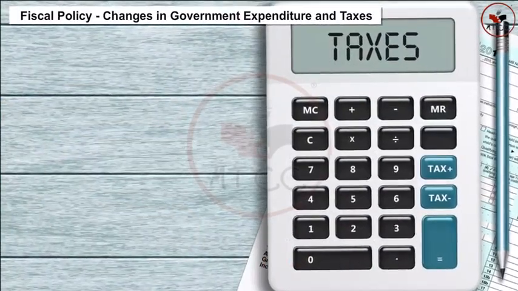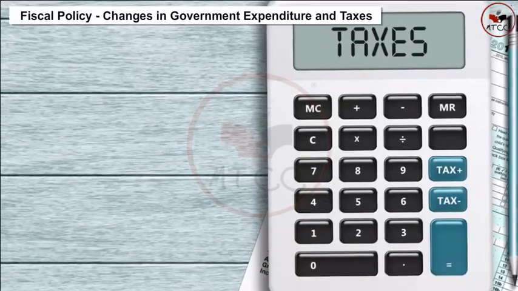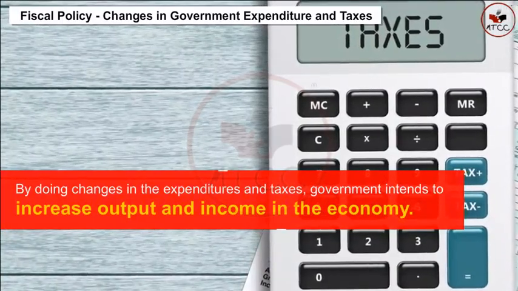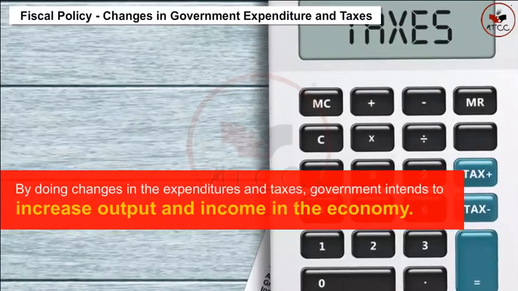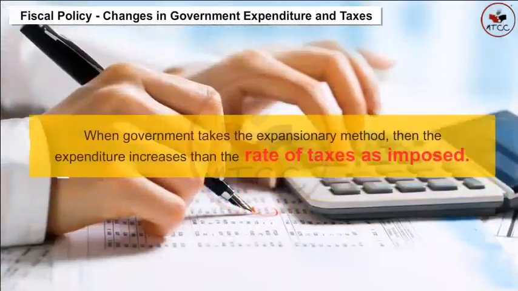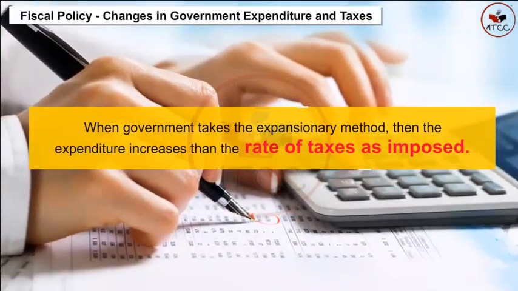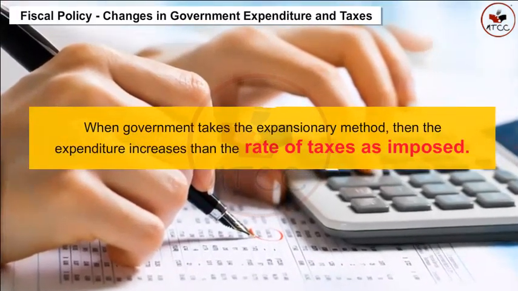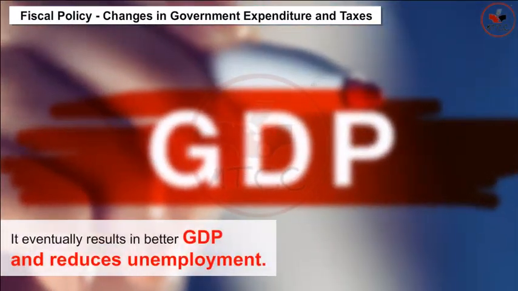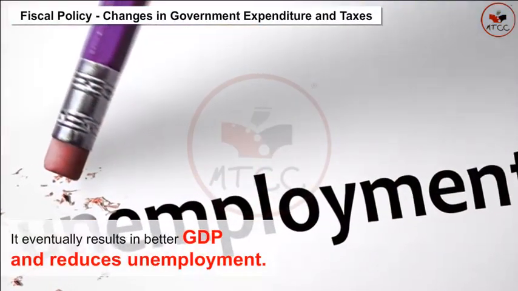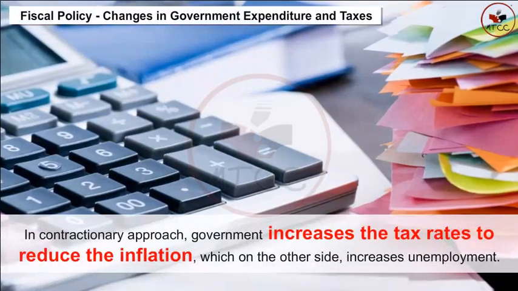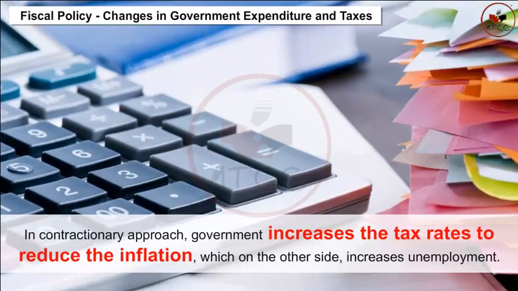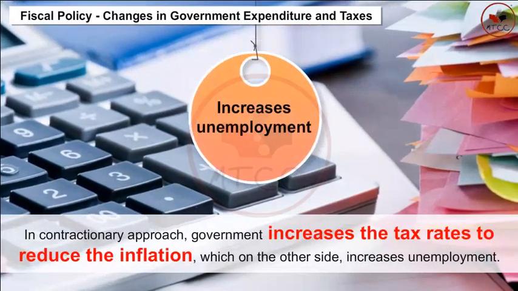Fiscal policy: changes in government expenditure and taxes. By making changes in expenditures and taxes, the government intends to increase output and income in the economy. When the government takes the expansionary method, expenditure increases more than the rate of taxes imposed. It eventually results in better GDP and reduces unemployment. In the contractionary approach, the government increases tax rates to reduce inflation, which on the other side increases unemployment.